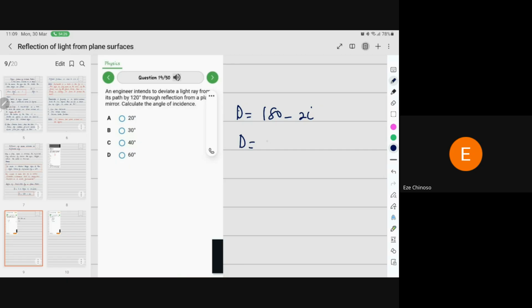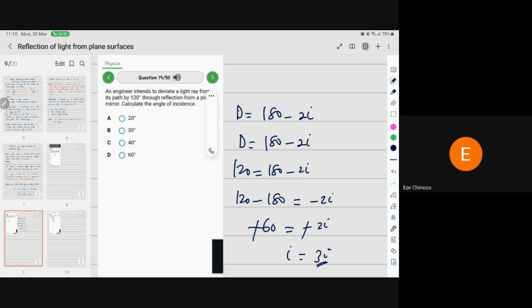So D will be 180 minus 2i. D was 120, right? So I'm looking for i. So this is i right here. So 120 equals 180 minus 2i. So 120 minus 180 equals minus 2i. This is minus 60 equals minus 2i. So i is equal to 30 degrees. All right, so that works.